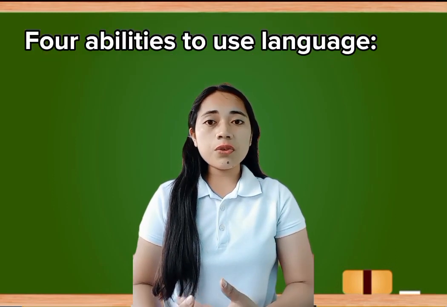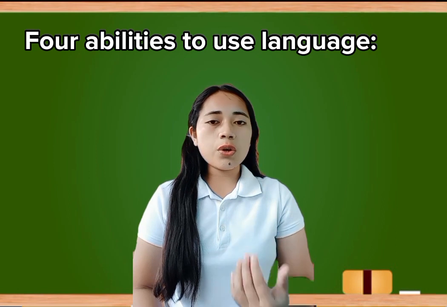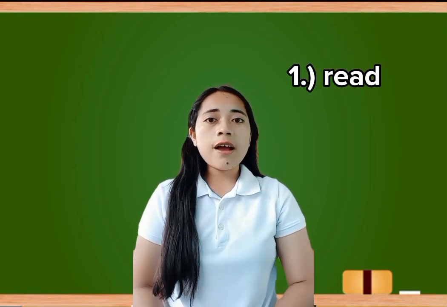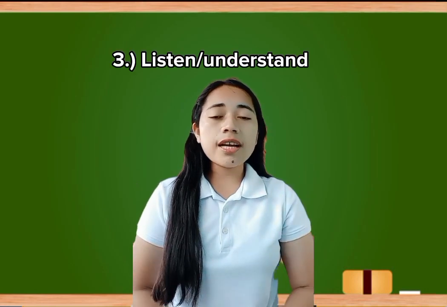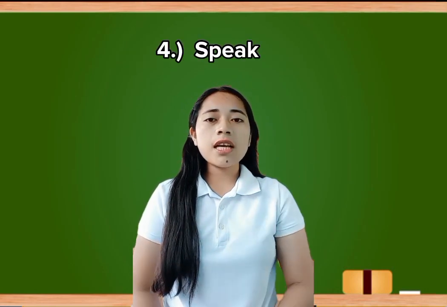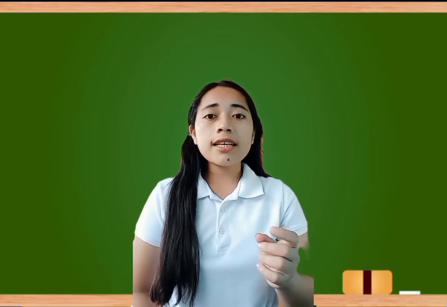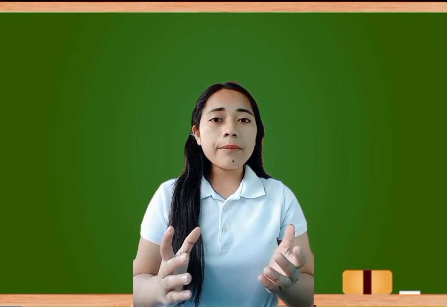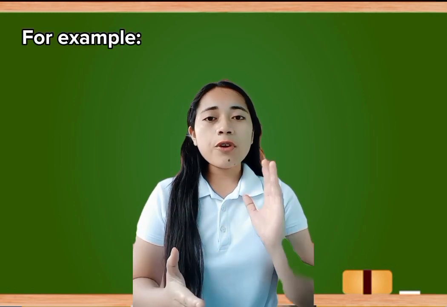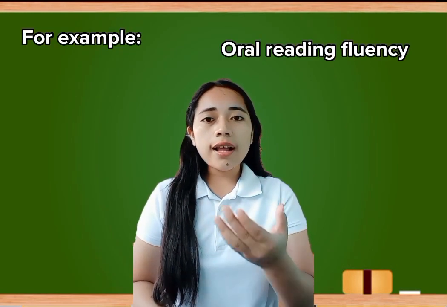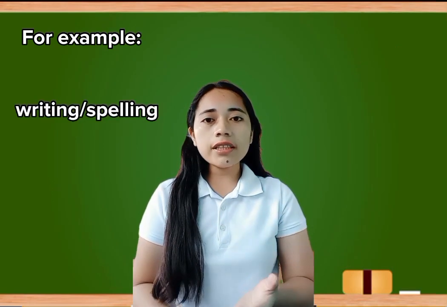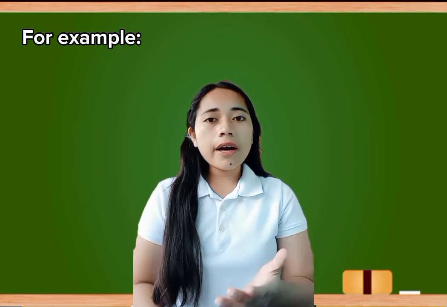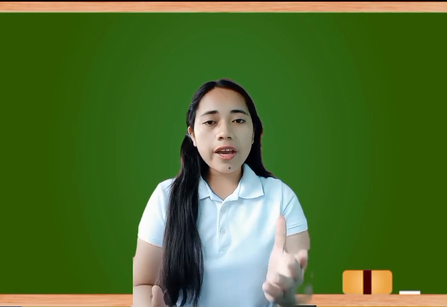So in traditional literacy, there are 4 abilities to use language. First is read, second write, third listen or understand, and fourth speak. Ito yung mga nakasanayan nating ginagawa na hindi pa tayo gumagamit ng mga teknolohiya. For example, decoding, oral reading fluency, reading comprehension, writing, or spelling. Mga bagay na ginagawa natin personally or through face-to-face.